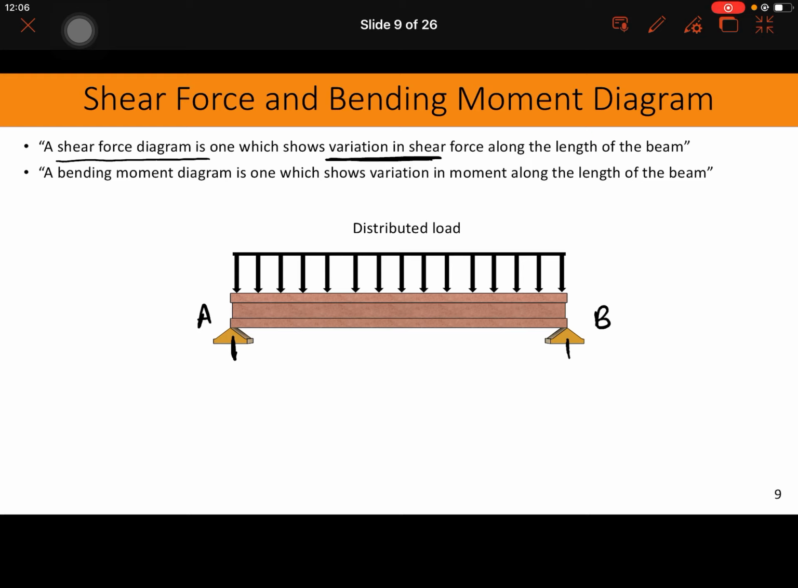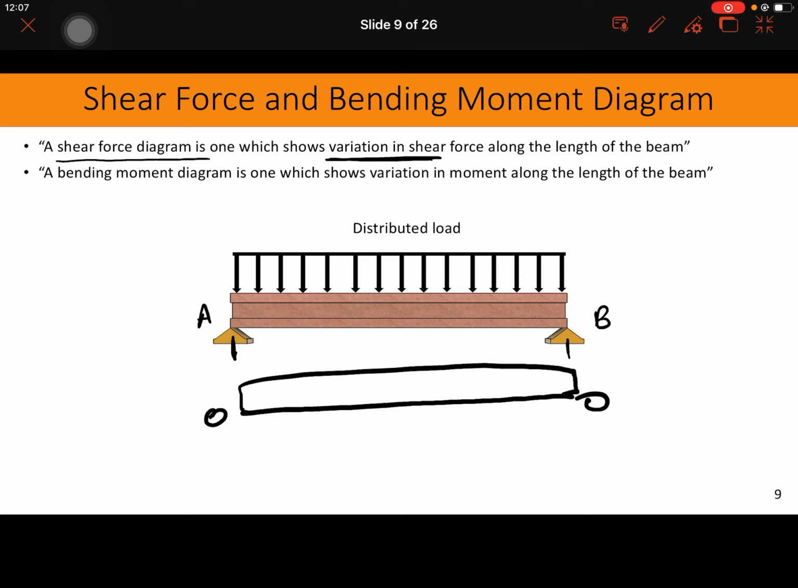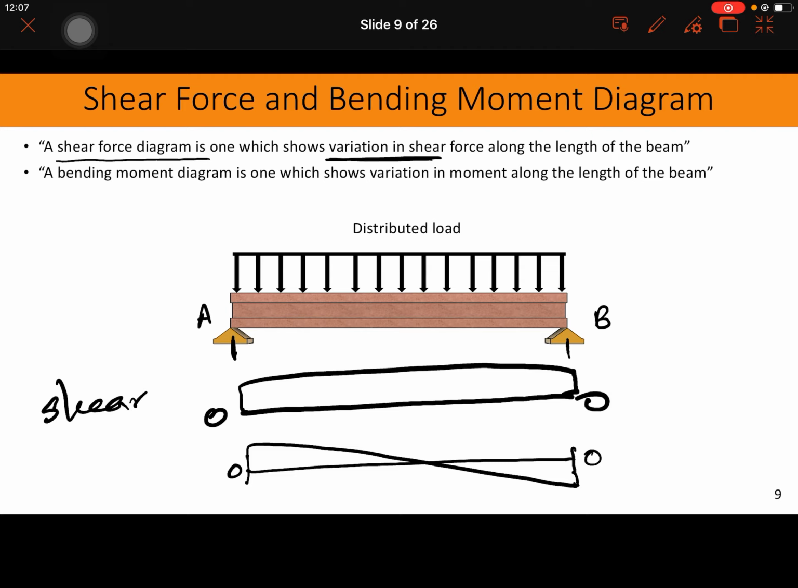Okay, so we should be able to see how the shear force is changing, right? So if it is a 0, then the shear would be something like this, in the shear force diagram. And in the moment diagram, we should be able to see how the moment is changing, right? So this is 0, 0, so this is shear and moment. Now you may wonder how I plotted this. So that's what we are going to do in this class, how to draw the shear force and bending moment diagram.